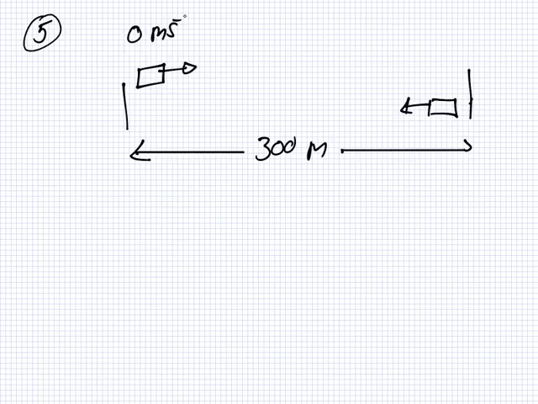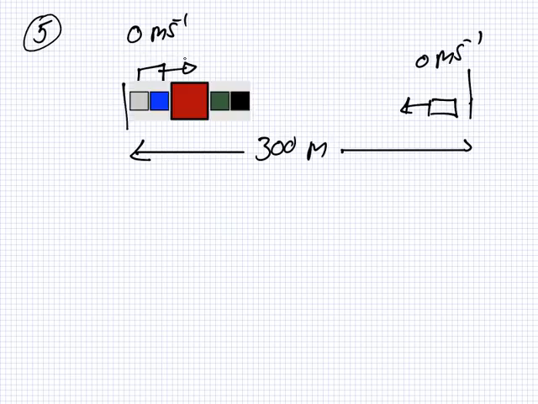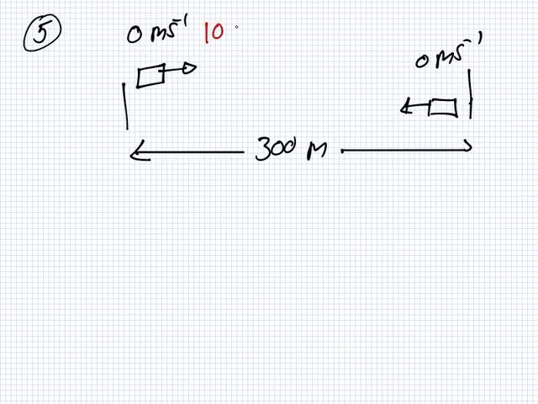Okay, so they each start at rest, and then the accelerations are 10 meters per second squared and 15 meters per second squared. How long until they pass each other? Great, so when do they meet? Where do you think they'll meet? In the middle, somewhere to the left, or somewhere to the right? Left.